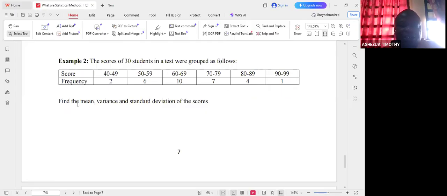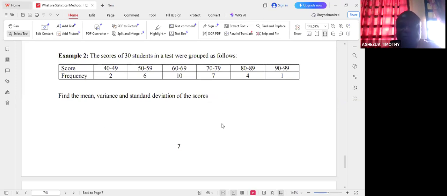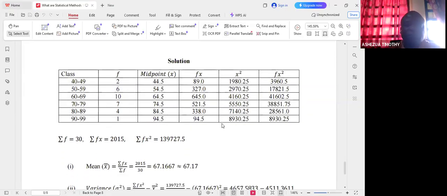The question says that you should find the mean, variance, and standard deviation of the scores. So all we need to do is to first create the required table. And this is the table. You put your class interval on this column first, and you put your frequency on this column.